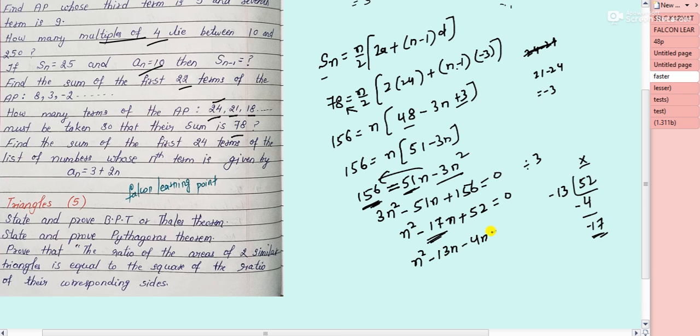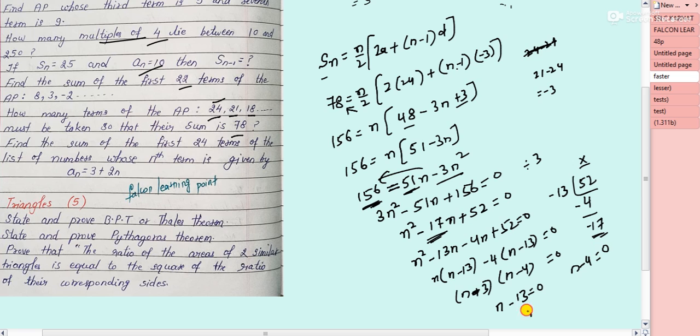Here you will get 4n plus 52 equals 0. So n is common, n minus 13 minus 4, again n minus 13, which is 0. So n minus 13 you can take common, and n minus 4 you get 0. So n minus 13 is 0, and n minus 4 is 0. So you'll get n as 13, and here you'll get n as 4. So the number of terms can be either 4 or 13. That is the answer. Got it?